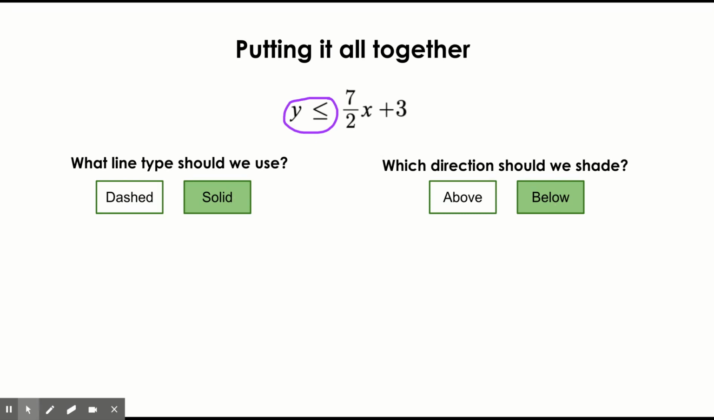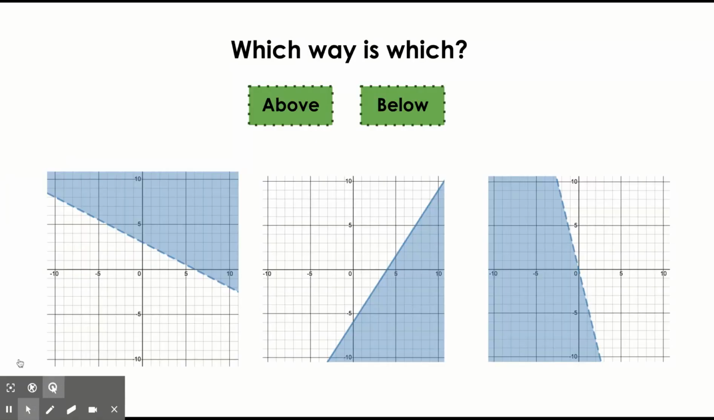But sometimes it's still difficult for us to make the correct graph because we can easily get confused which side of the graph is considered to be above and which side is considered to be below. So let's just do a quick review on that and we'll finish up this problem.